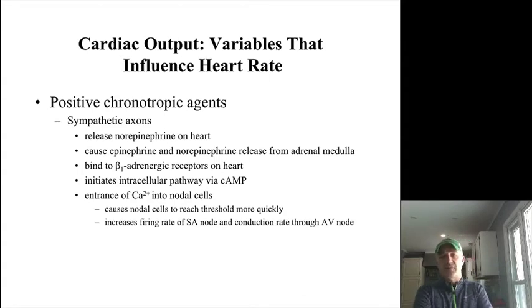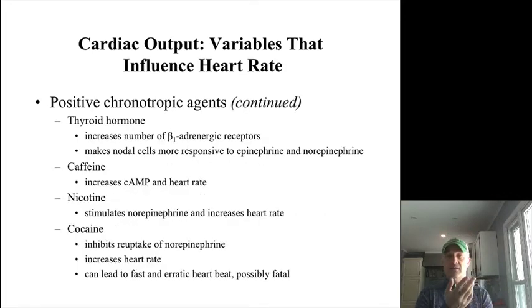So sympathetic stimulation of the heart and release of epinephrine and norepinephrine binds to those beta-1 adrenergic receptors that we talked about. This increases the leaking of those sodium ions and therefore gets calcium into the nodal cells quicker. They reach threshold more quickly, and this increases the firing rate. That is an example of a positive chronotropic agent. Beta blockers, which block that beta-1 receptor, would be an example of a negative chronotropic agent that could inhibit this. Thyroid hormones increase the number of beta-1 adrenergic receptors and make you more sensitive. Those are also positive chronotropic agents.